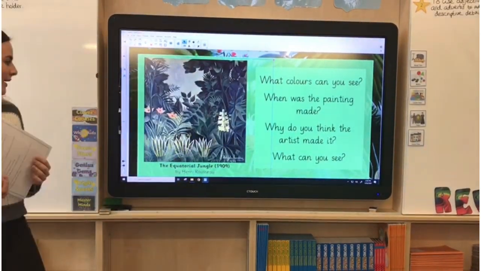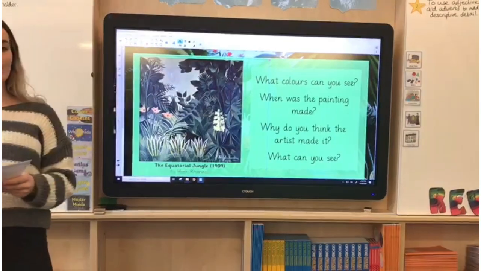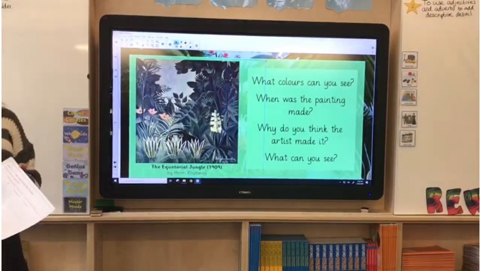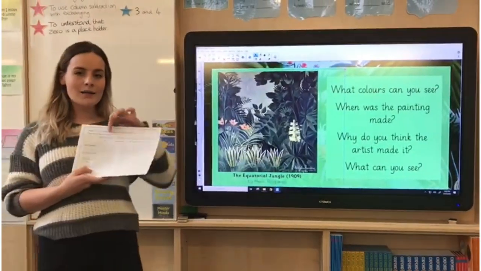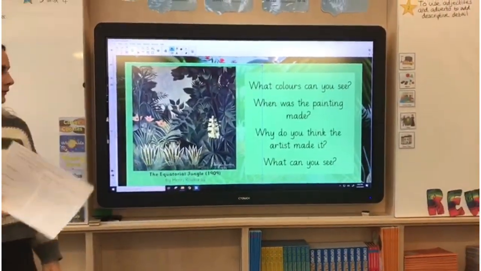My second painting that we're looking at is the Equatorial Jungle, and this was painted in 1909. Have a look at the picture and answer those questions in the boxes below.